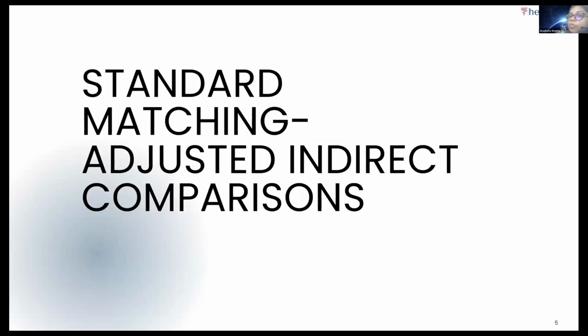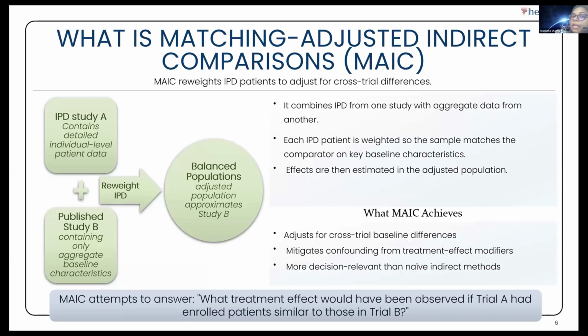Now let's look at the most widely used of these population adjustment methods, standard MAIC. So MAIC adjusts for cross-trial population differences by reweighting patients in the available IPD study, so the weighted sample matches the comparator study's published baseline characteristics. If you follow the diagram, I start with IPD study A, which has detailed patient level data, and published study B, which only has aggregate baseline characteristics. I reweight the IPD so it forms a balanced population that approximates study B.